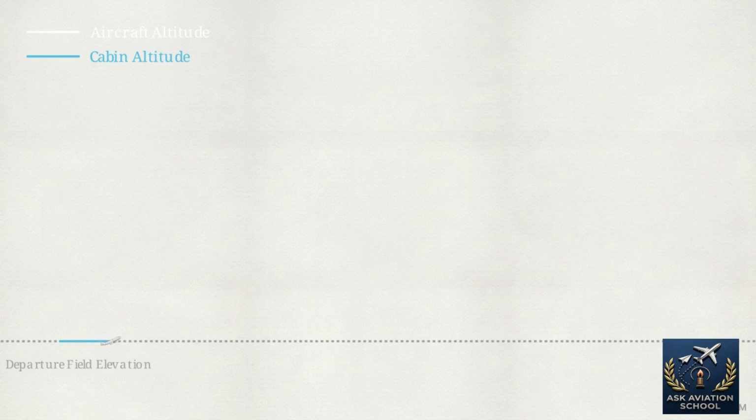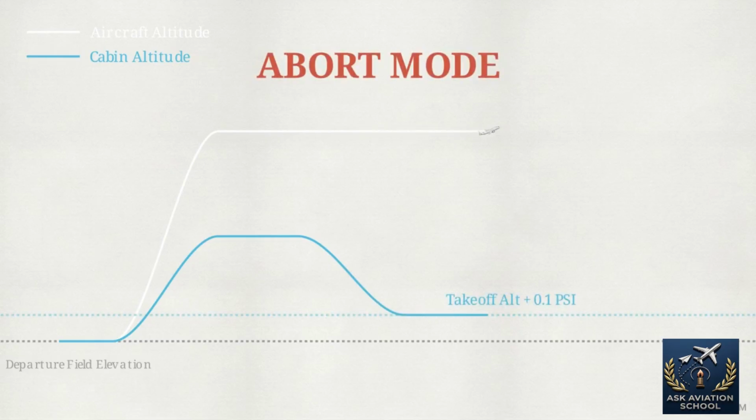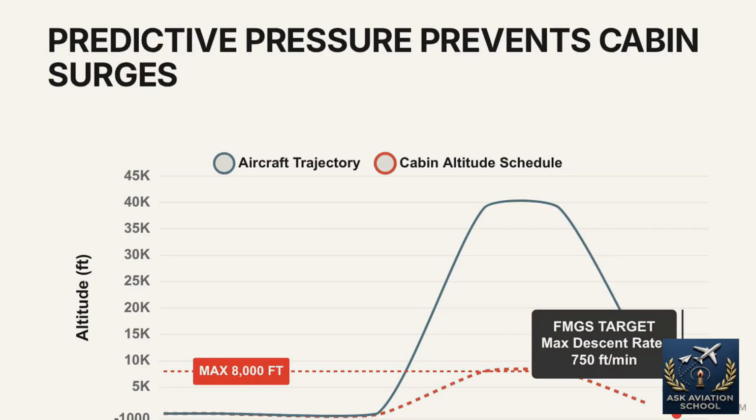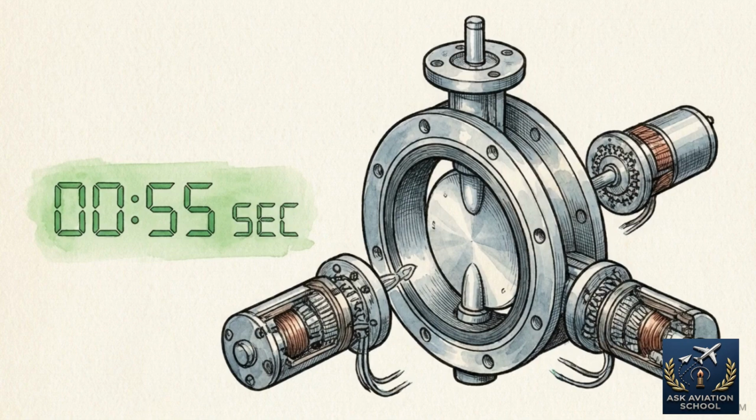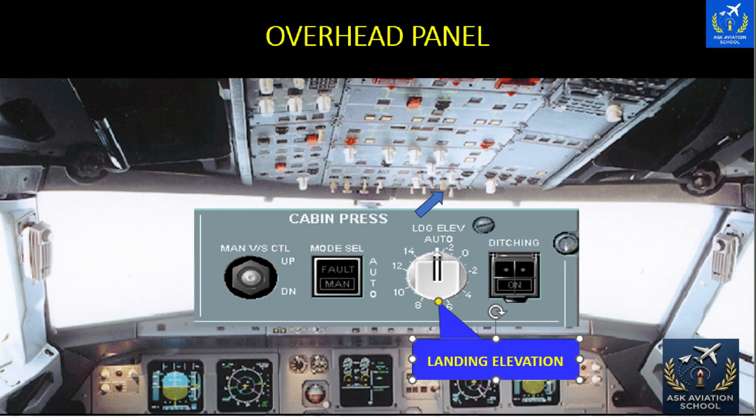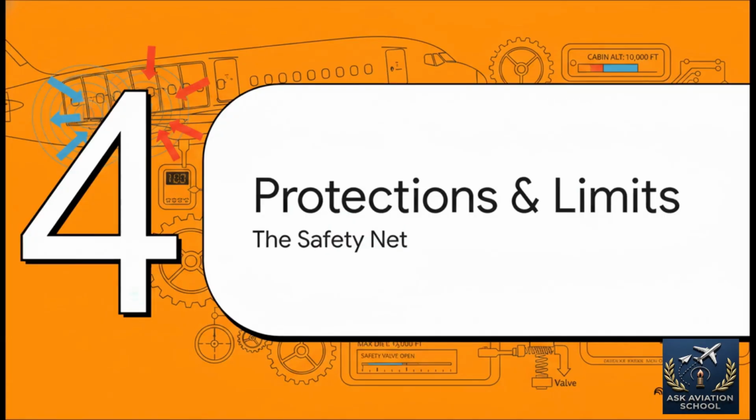If the aircraft rotates but fails to climb, the abort mode triggers. The system stops the cabin from climbing and reverts the pressure back to the takeoff altitude plus 0.1 psi. By integrating directly with the flight plan, the pressurization logic insulates passengers from the rapid atmospheric changes of the external flight profile. If FMGS data becomes unavailable, the system degrades to semi-automatic operation. The flight crew manually sets the landing elevation on the overhead panel, but the active CPC still handles the outflow valve automatically. But what if something goes wrong?